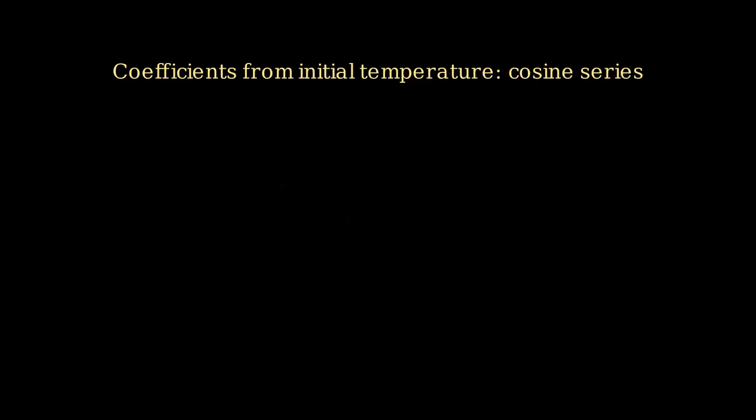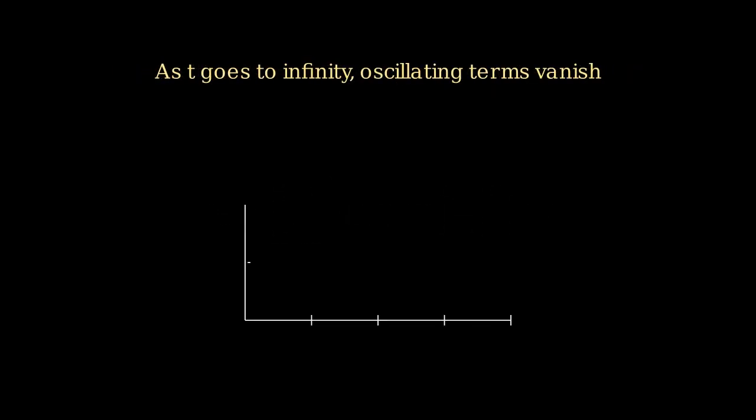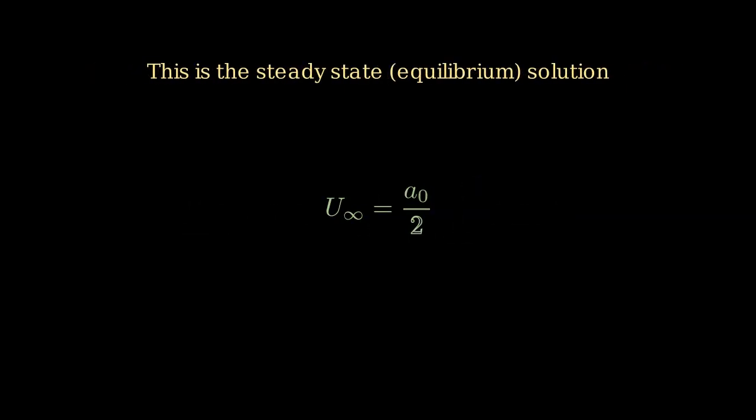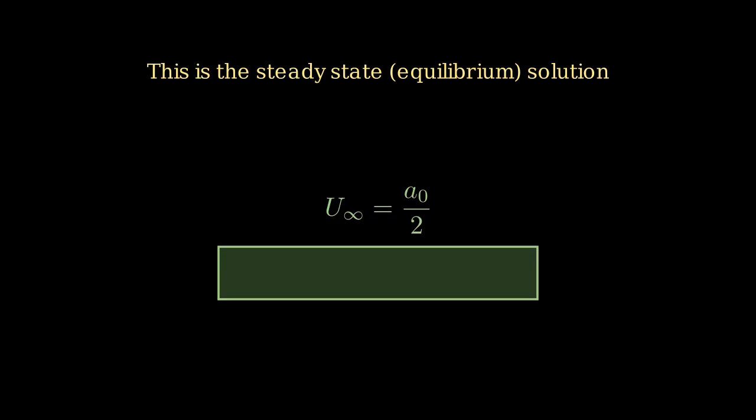Now think about what happens as time goes to infinity. Every term with n greater than or equal to 1 contains a decaying exponential, so every one of those oscillating terms shrinks away to 0. This leaves only the very first term, a_0 divided by 2, which does not depend on time at all. This constant equals the average value of the initial temperature taken across the whole rod. This surviving constant is called the steady state or equilibrium solution. It is the single final temperature the whole rod settles down to.